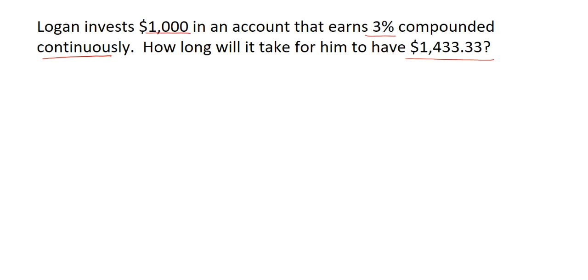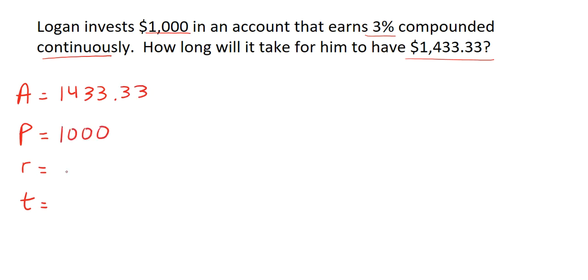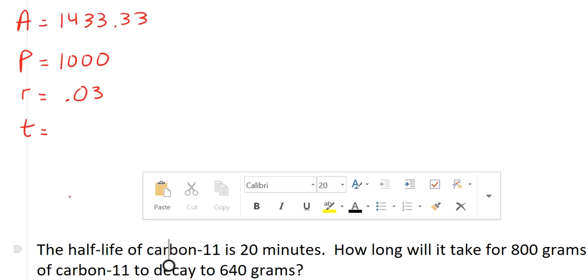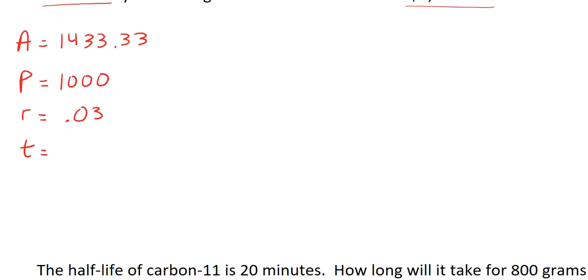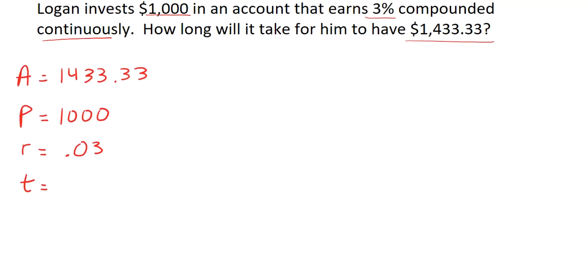I have A, P, R, and T. So the amount of money at the end is $1,433.33. The initial investment, or the principal investment, is $1,000. The interest rate is 0.03. We want to make sure we take that percent and write it as a decimal. And the time is what we're not sure of.